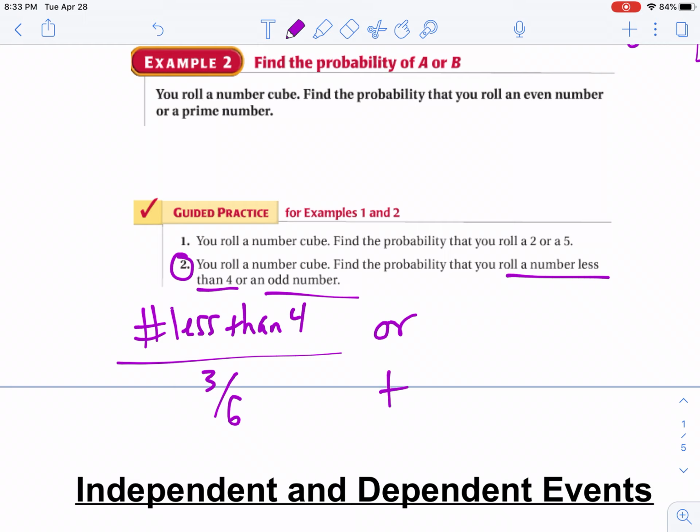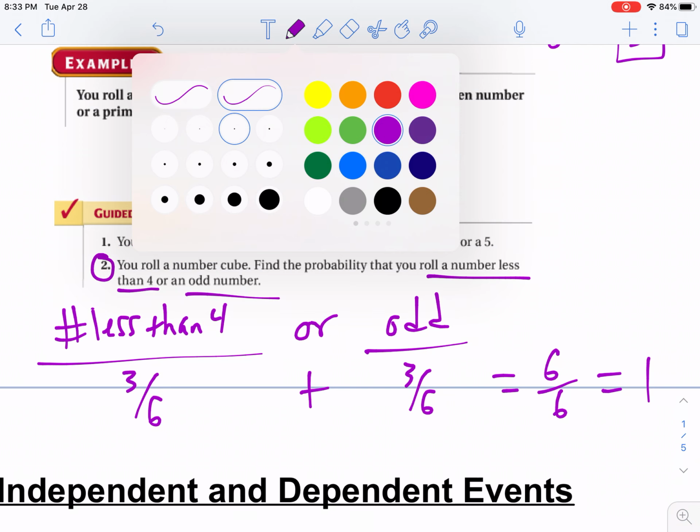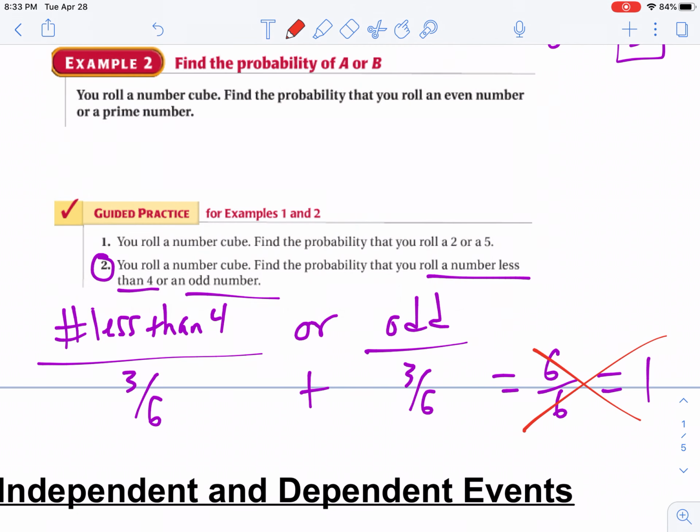Or, which means we're going to add, an odd. Well, there's 3 odds, right? So that probability is also 3 out of 6. So we add them together, we get 6 out of 6, right? And the answer is 1. Problem is that's wrong. That is not correct.